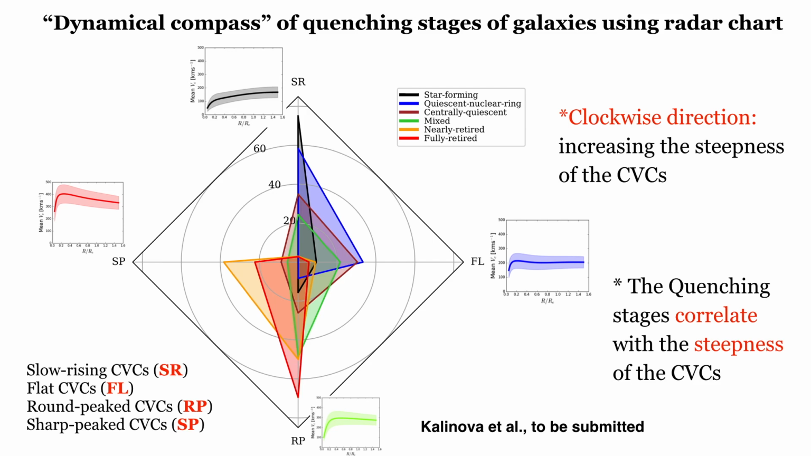To compare QuestNA and CVC classification, or to compare quenching and dynamical classification, we use the representation of a radar chart between the CVC classes and the quenching stages. This radar chart we name the dynamical compass of quenching stages, due to its similarity to the geographic compass, where the steepness of the circular velocity curve in the dynamical compass increases in clockwise direction. The circles of the chart represent the percentage of the distribution of each quenching stage per circular velocity curve class. We observe a quite clear trend that the quenching stage correlates with the type of the gravitational potential of the galaxies.